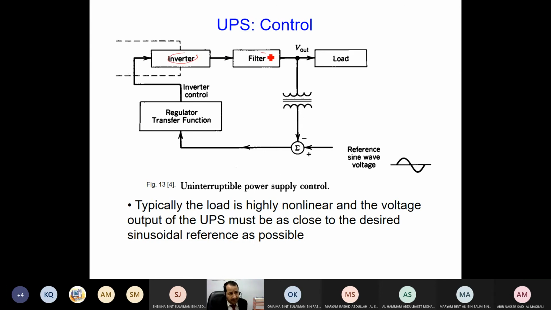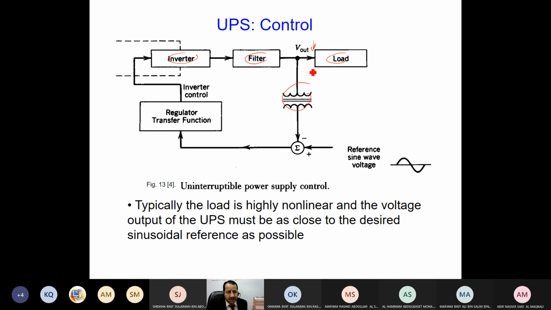This is my inverter, my filter, and this is the load, the critical load. To make control on the output here, as an example, if a voltage sag or under voltage occurred, the voltage reduced. What should I do? I should increase the voltage back to the normal situation. If it is over voltage, I need to reduce it. How do I do this control? Very simple. Have a look.